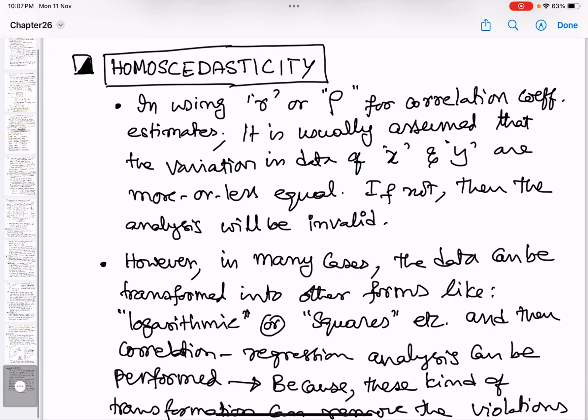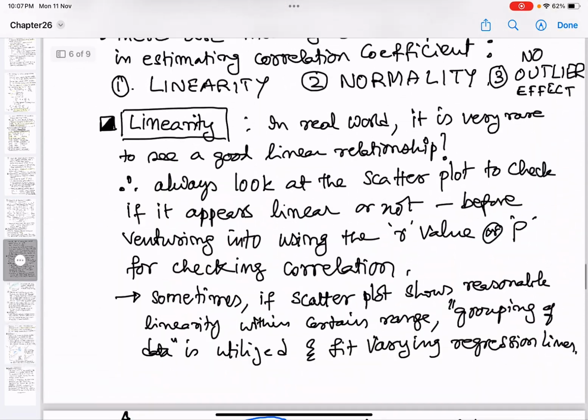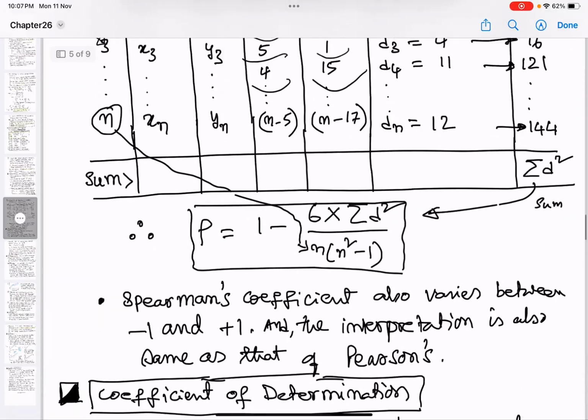Now we come to what is homoscedasticity. Homoscedasticity is basically a very important factor which is used in statistics again. So talking about it, in using R square or rho for correlation coefficient estimates, it is usually assumed that variation in data of x and y are more or less equal. If not, then the analysis will be invalid. Now, what exactly is rho? Let's talk about that again so we can understand this better.